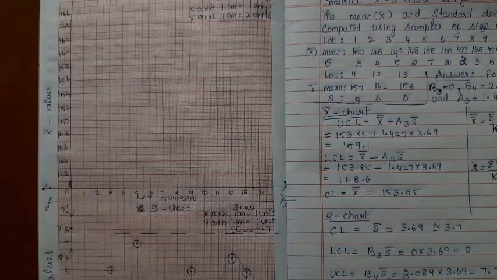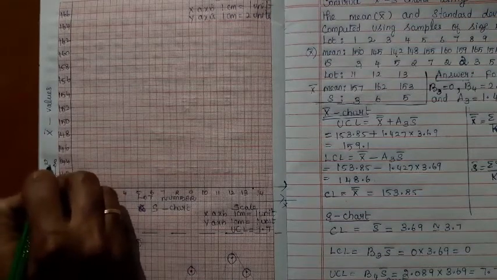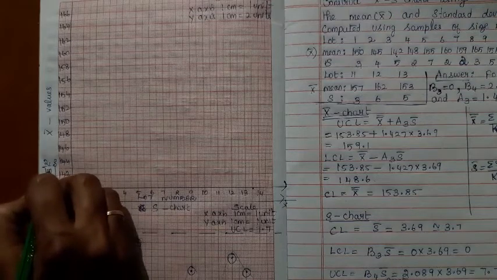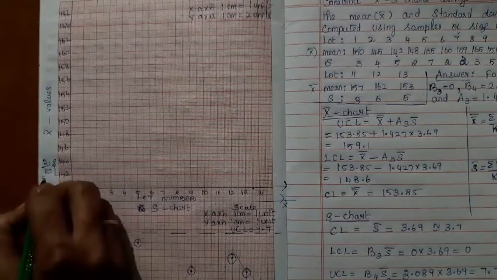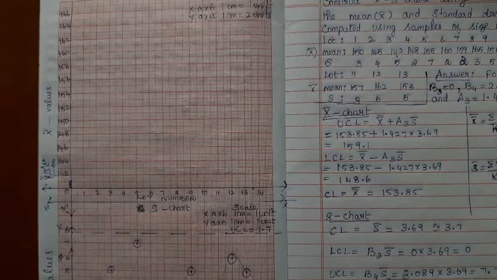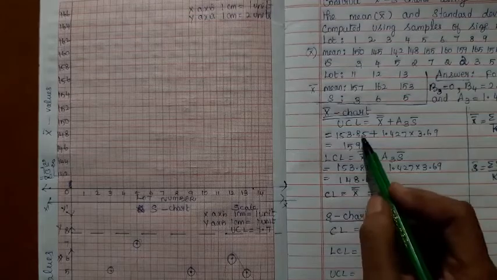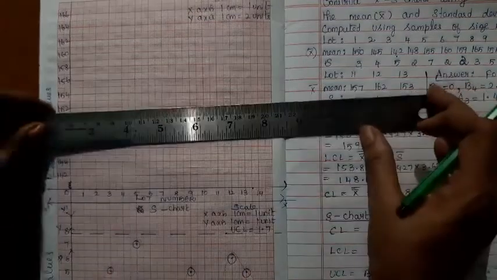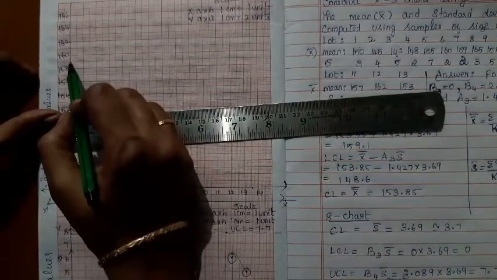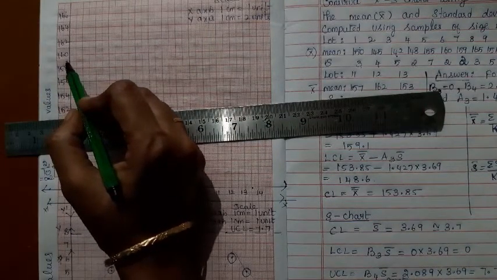Listen, now you should carefully understand. The difference here is 2 units, and this 2 unit difference is divided into 10 parts. So each small line should be counted as 0.2. That is what you have to understand. Now let us plot the upper limit. Upper control limit is 159.1. 159 is here, and the next small line will be counted as 159.2.